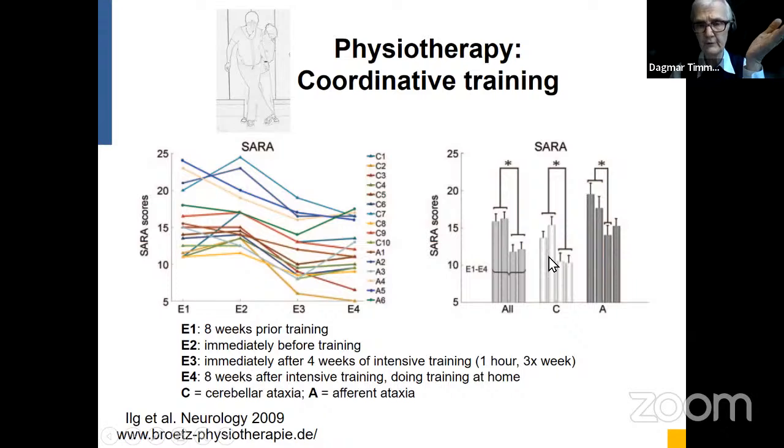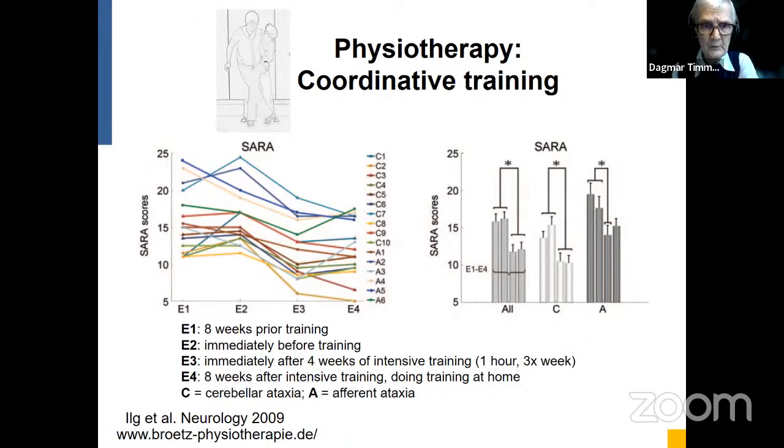So they improve. And this is group data showing it as well, before and after training. There's improvement of the SARA score, and it stays. These are the patients with pure cerebellar disease. How come? Is the cerebellum involved in motor learning?